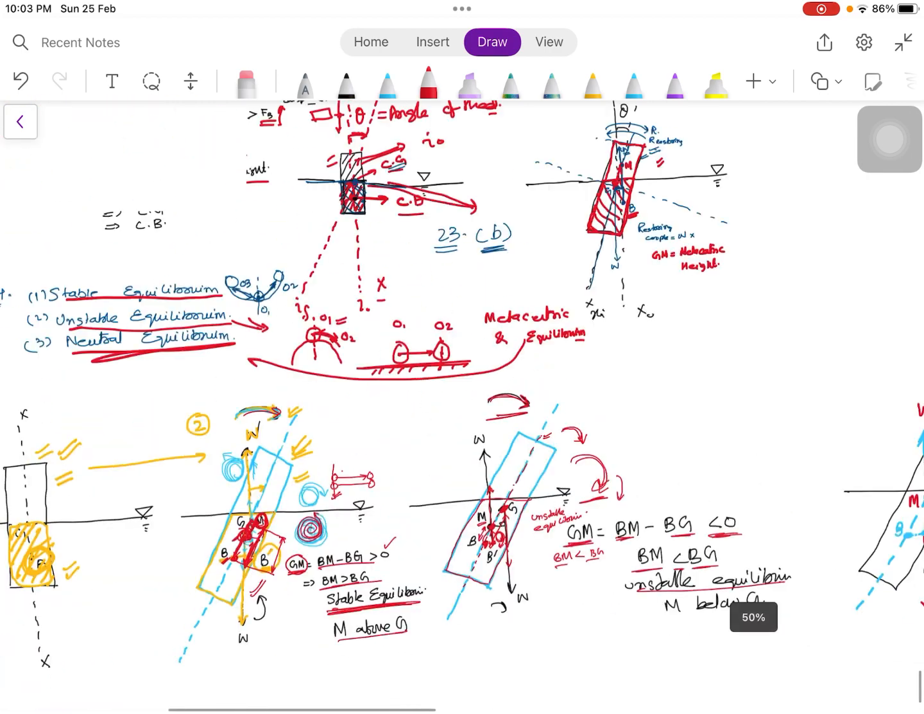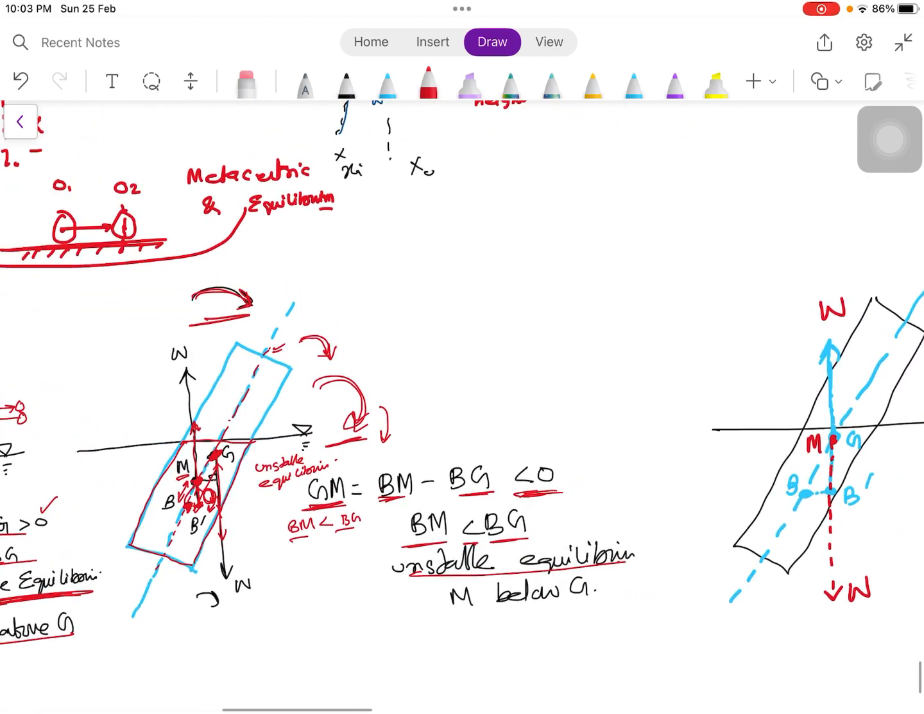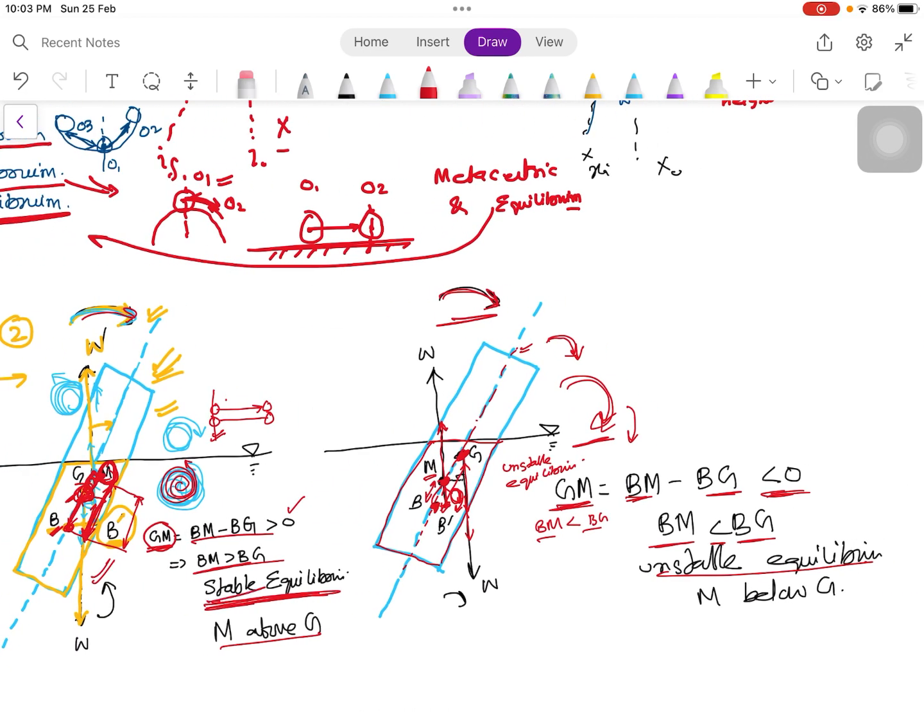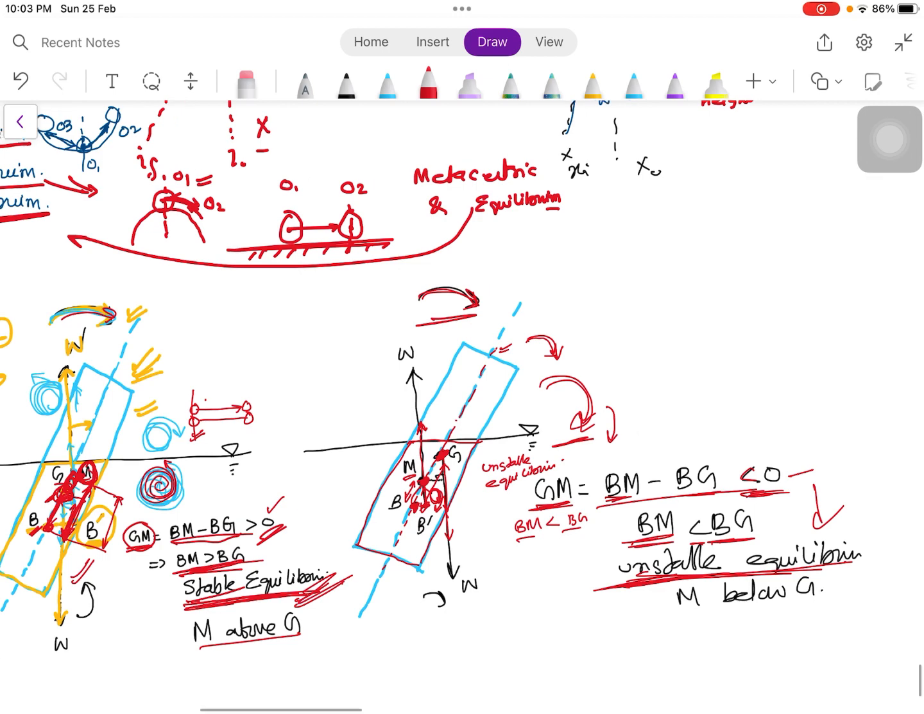To summarize, M above G stable, M below G unstable. BM greater than BG stable, or in other words, BM less than BG unstable equilibrium. The difference of BM and BG less than 0 is an unstable equilibrium. The difference of BM and BG being greater than 0, or the metacentric height being positive, is a stable equilibrium. Now we have another case.